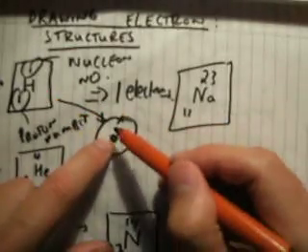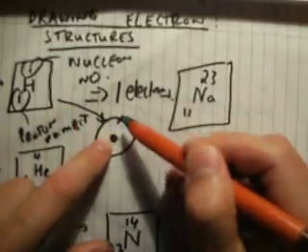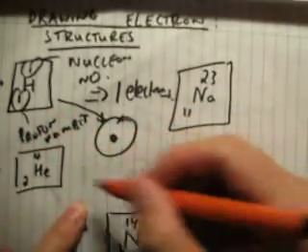So you have your nucleus with the protons and neutrons in the middle, but it's only got one electron, so that goes there. Okay, let's go on to helium.